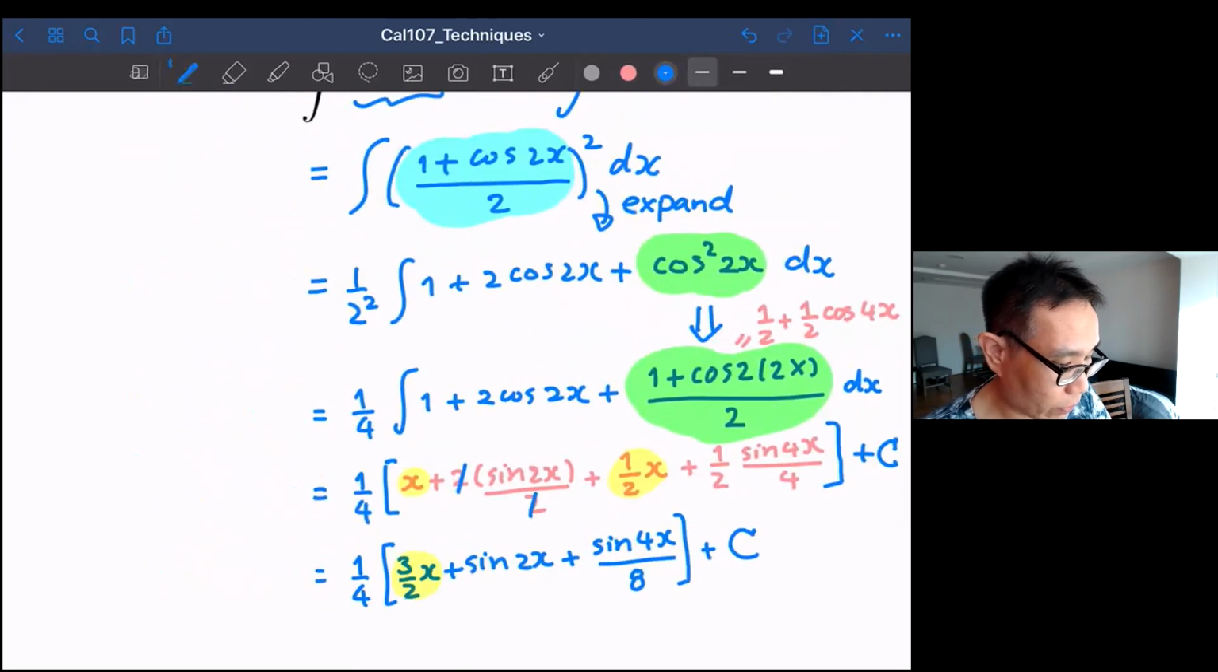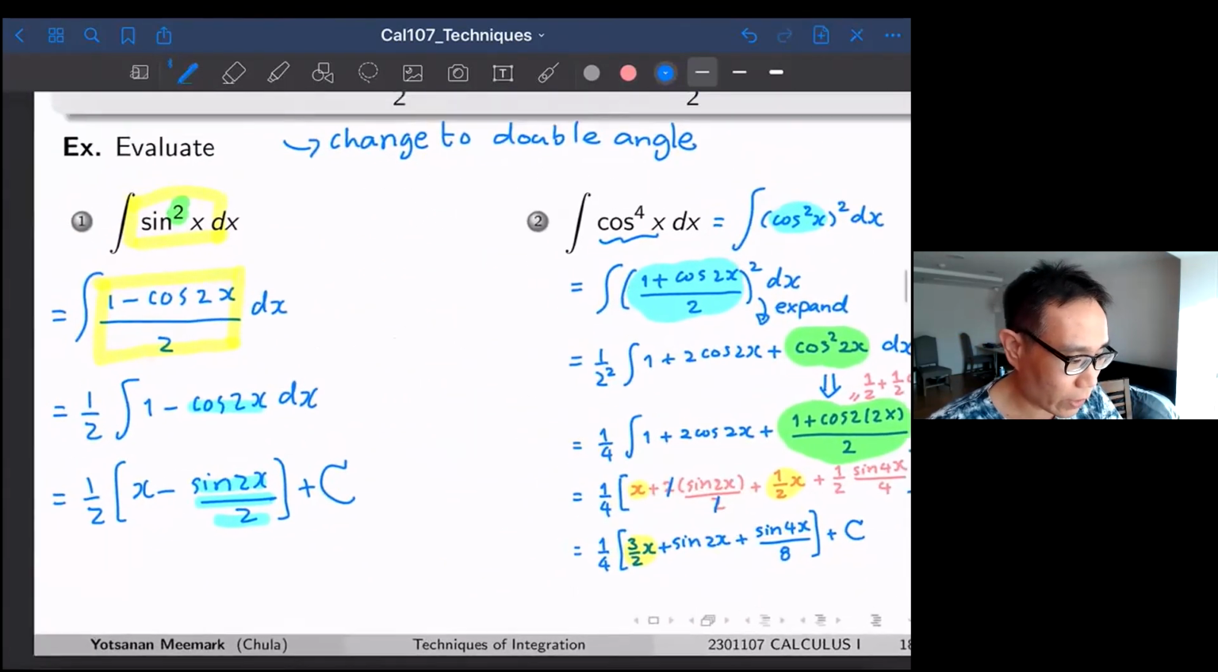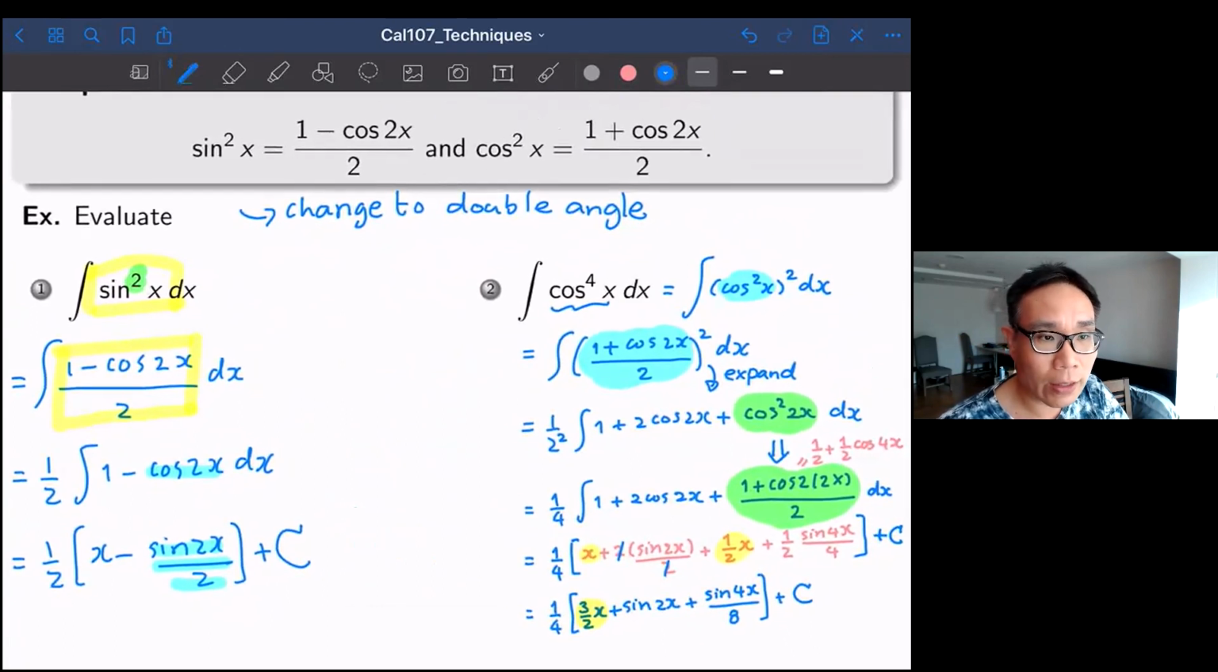Okay, so that's all for this example. You see that this is where we need to combine the terms. This one is the power of sine and cosine. The next one will be the power of tan and secant that we're going to do in the next video.